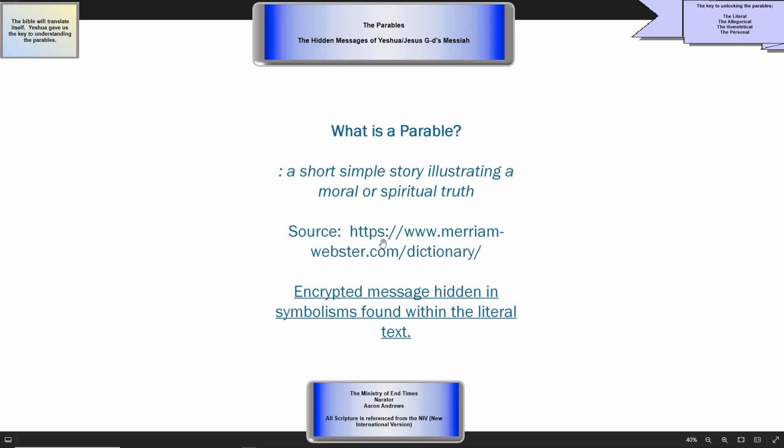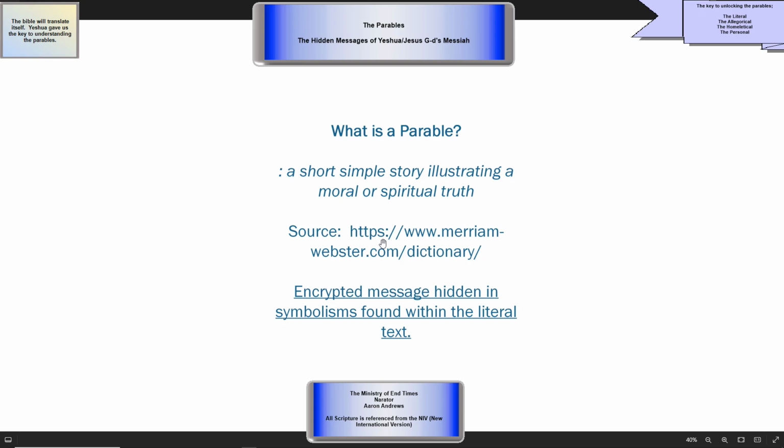So what is a parable? The dictionary definition is a short, simple story illustrating a moral or a spiritual truth. I find that this definition is kind of lacking when it comes to interpreting a Bible parable, because it is a little bit deeper than that. It's more of an encrypted message hidden in symbolisms found within the literal text of the parable.